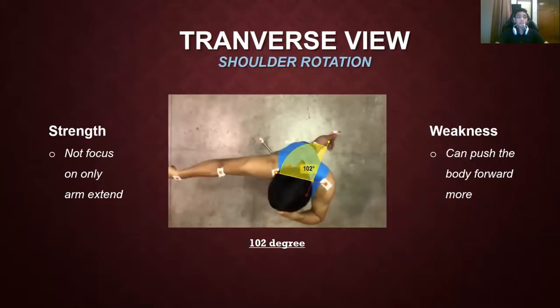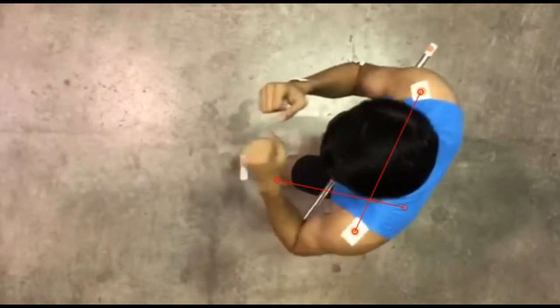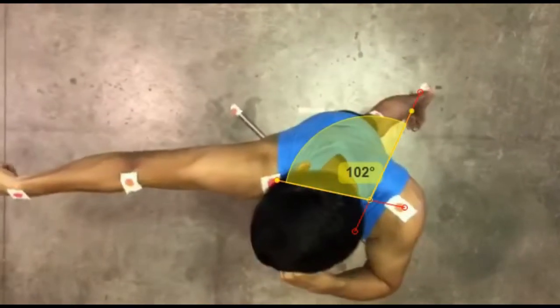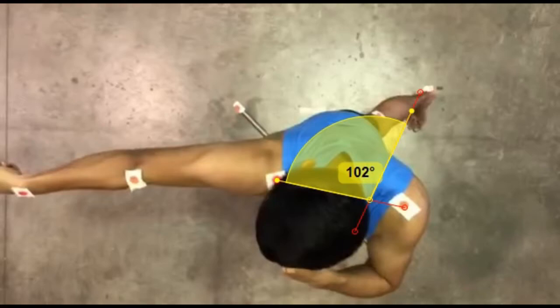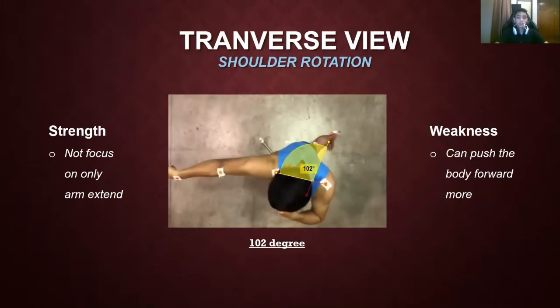Okay, next for transverse view, shoulder rotation. So as you can see in this figure, the angle of shoulder rotation of Reza is 102 degrees. The rotation was big as Reza seemed to internally rotate more as he crouched his body forward, leading to a longer reach to his fist.